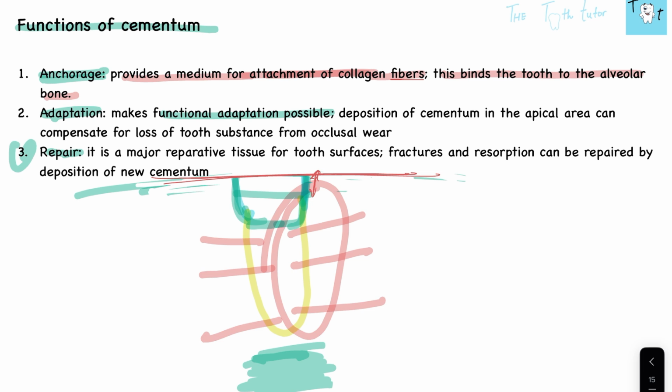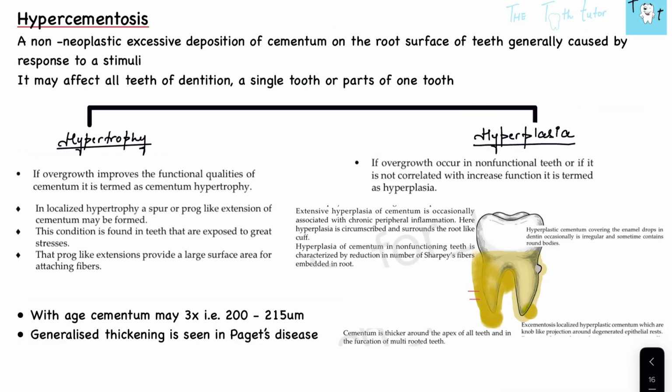The third function is repair. It is a major reparative tissue for tooth surfaces. Fracture and resorption can be repaired by deposition of new cementum. So if something happens to the tooth, it gets broken over here or some fracture happens, that is repaired by deposition of new cementum. So these are the major functions of cementum. Now the last topic we have is hypercementosis.